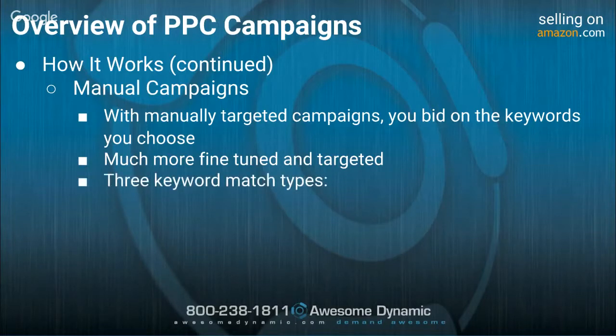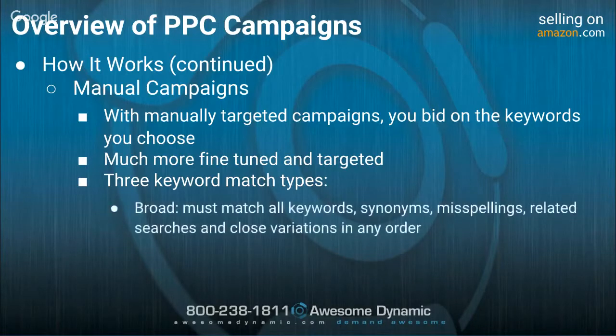There are three ways that you can have search terms match, and that's either with a broad match. That's where the search term must match all the keywords. They can also match any synonyms, misspellings, related searches, or close variations, but in any order. So if you put a bunch of terms in there, they have to be able to search for all those terms, but it doesn't matter in which order, and there can be some variation to what they searched for. Again, that's why they call that broad, because it casts a larger net to try and grab more people.